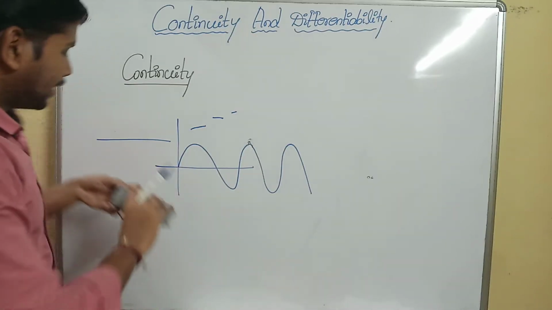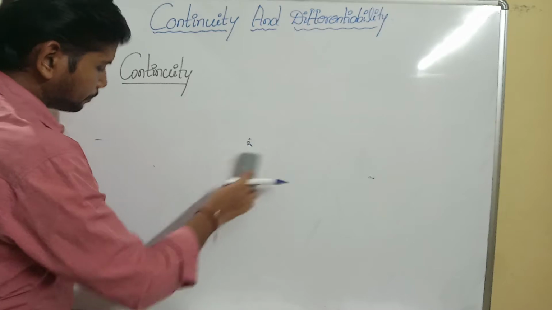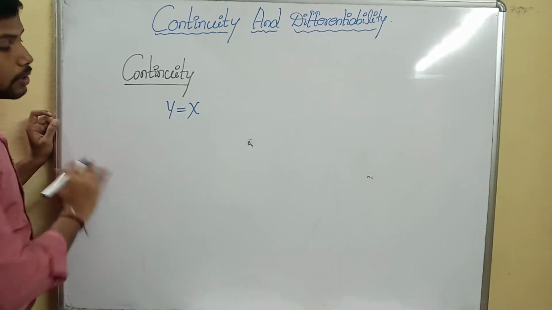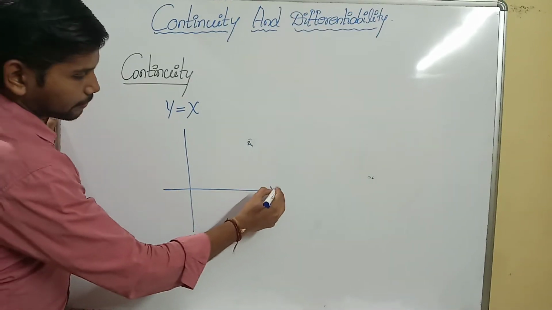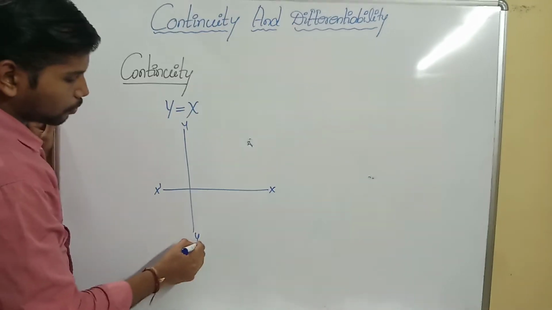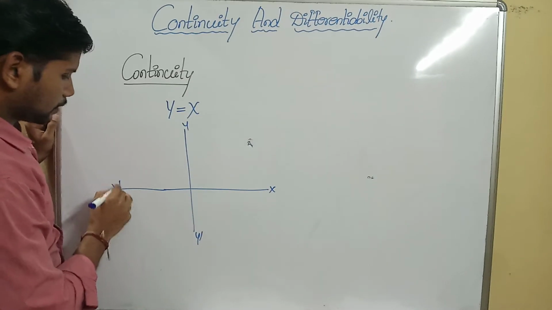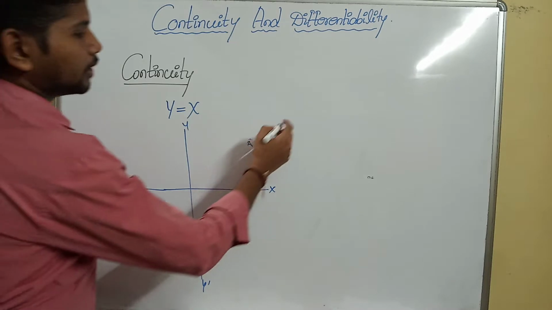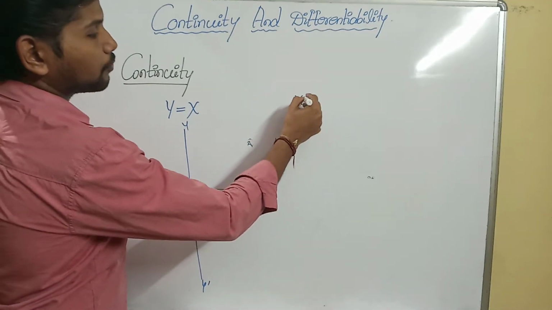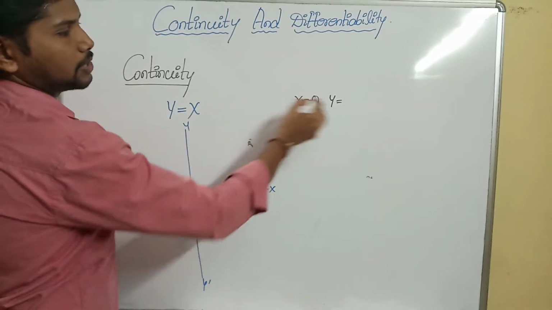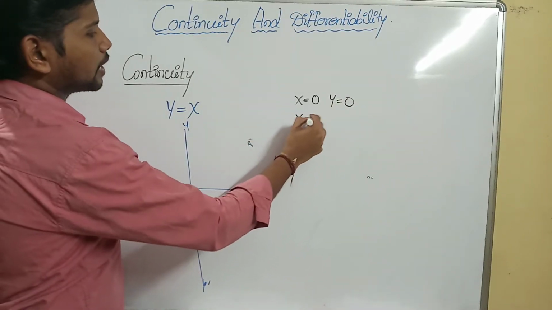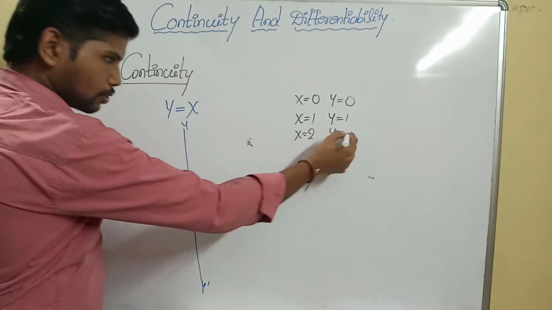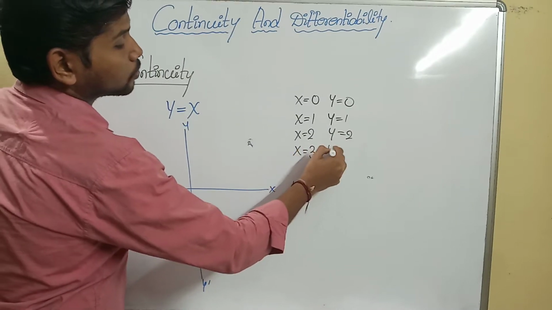I'd like to take one example particularly. Concentrate. I'd like to define the graph y equal to x, taking some basic values: x, y. If x is 0, y is 0. If x is 1, y is 1. If x is 2, y is 2. If x is 3, y is 3.